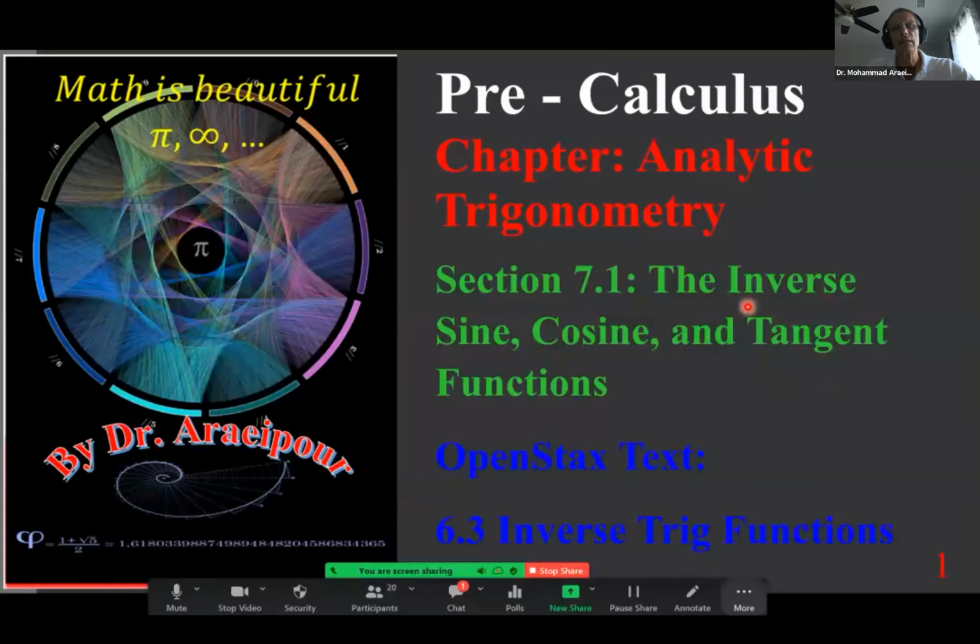Good morning, class. We are looking at the inverse trig functions.